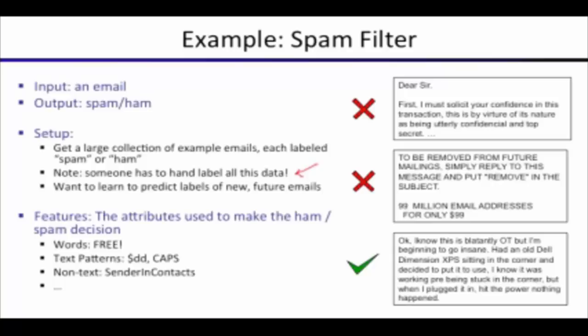So the kinds of features we might look at is, there are particular kinds of words that often occur in spam, like you're going to get something for free. There are certain kinds of patterns.